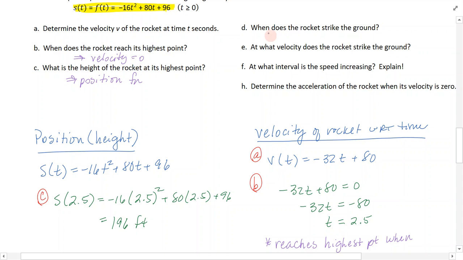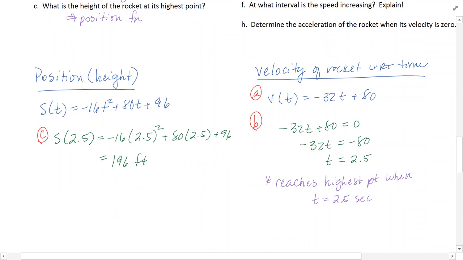So the next question says, well, when does the rocket strike the ground? When does the rocket strike the ground is, well, how high is the rocket? What's the position of the rocket when it strikes the ground? So this is, again, when the position would be equal to 0, because there is no height. So I can come back to my position function, and I can say negative 16t squared plus 80t plus 96 is equal to 0.